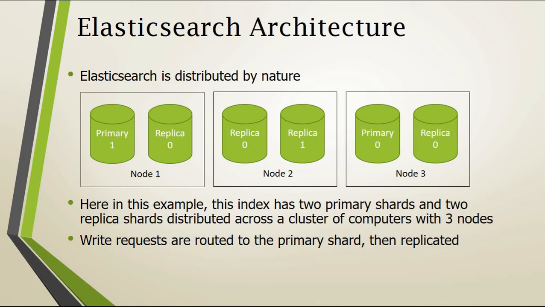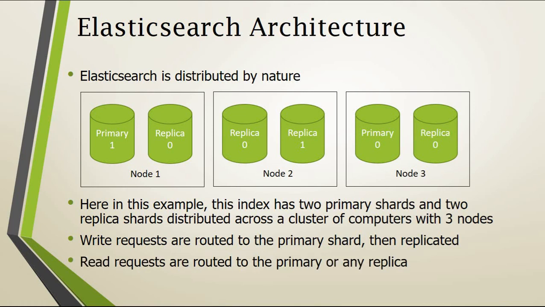So when we are writing something to Elasticsearch, first it will route it to the primary shard and then replicate it into replica shards. And when you are reading from Elasticsearch, it can be done from either a primary shard or a replica shard.